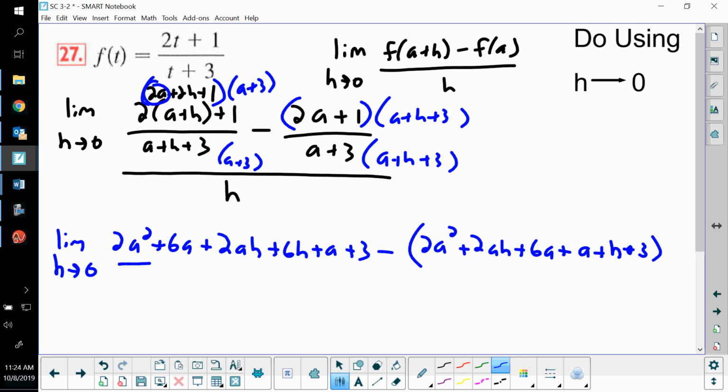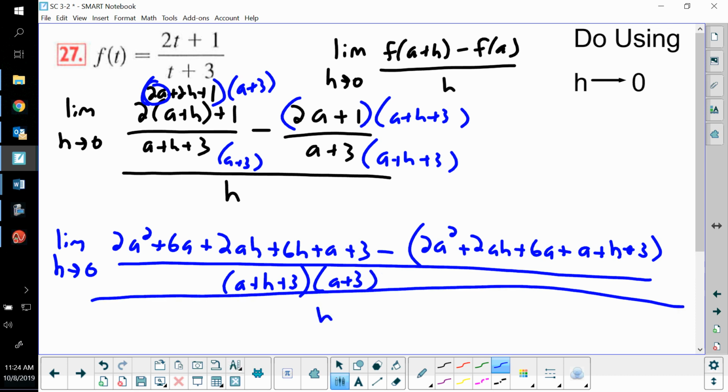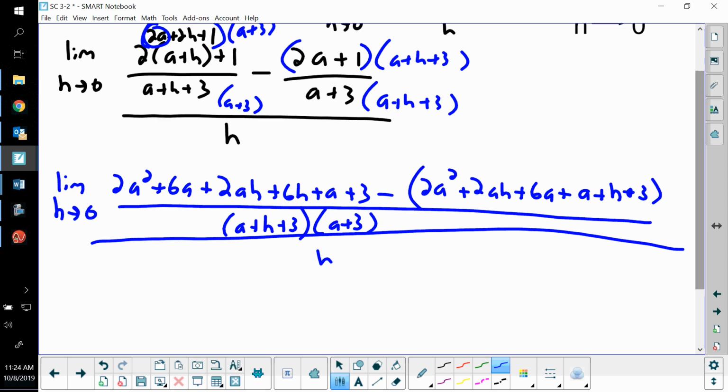This is all over our common denominator. A plus h plus 3 times a plus 3, and that was all over h. So that we don't have to write it as much, I'm going to distribute the negative in this step. So we'll change that to a plus. That's minus, minus, minus, minus, minus, minus.